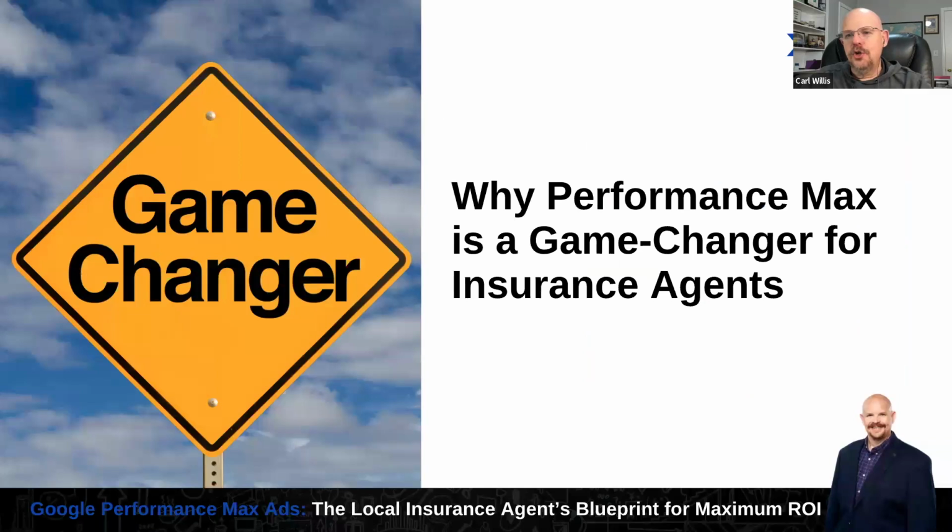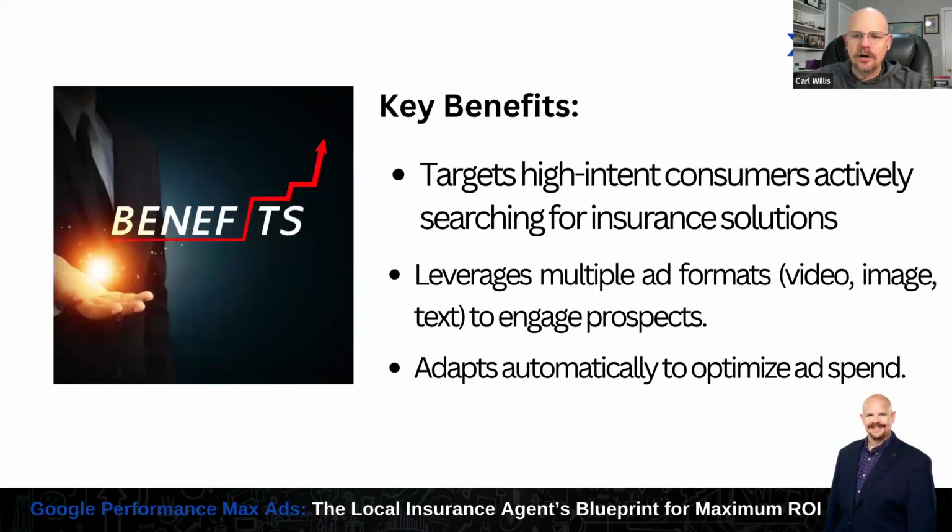So what happens is you have a real game changer here as an insurance agent. And we need to talk about why this becomes so important for you, why this is such a game changer. Well, here are some of the key benefits that you need to consider. Number one, Performance Max is going to target high intent consumers because Google's AI is going to find people who are actively searching for insurance solutions.